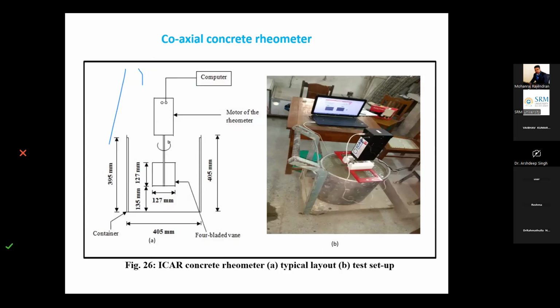Like this is one example. We can say this is a coaxial concrete rheometer, which is shown here in this figure. A computer is attached to a motor, and the motor is further attached to a vane, and the vane rotates in a drum in which the concrete is placed, and the torque applied and the shear rate are recorded.